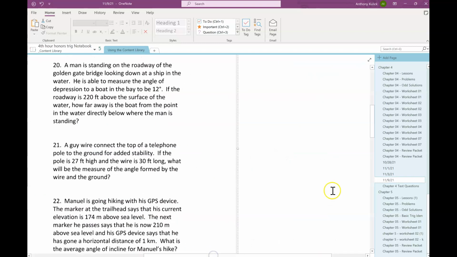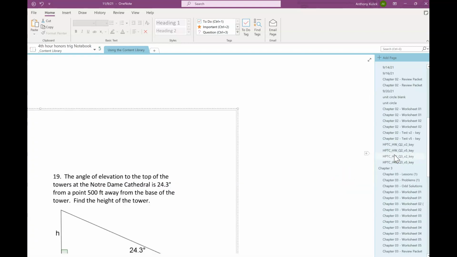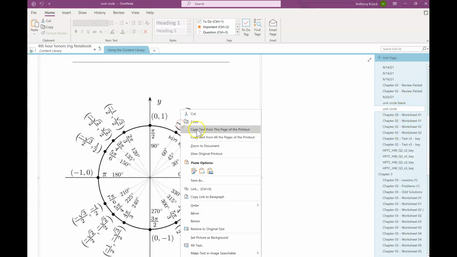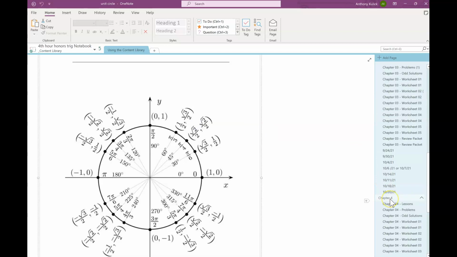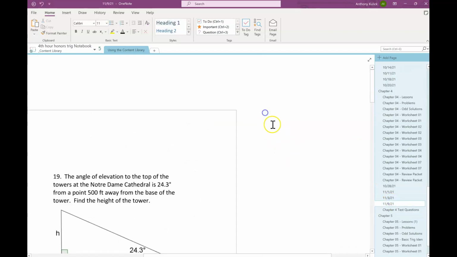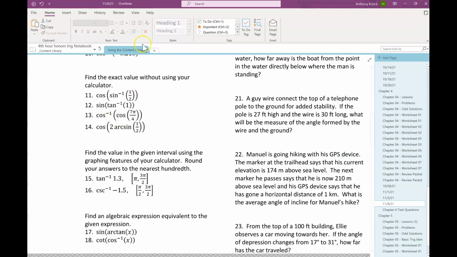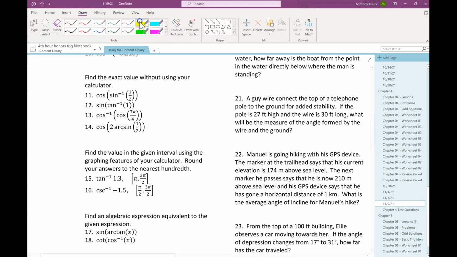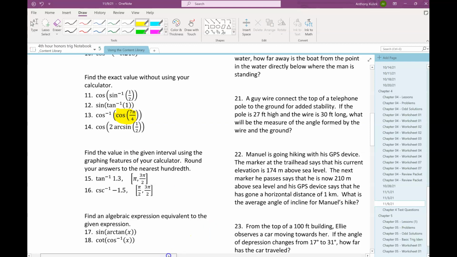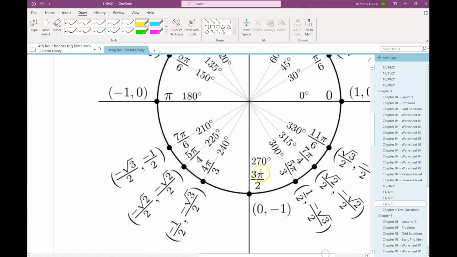So here we're asked to do this without using our calculator, so we're going to need a unit circle to do that. So let me grab one of those real quick. So cosine of, we're going to work from the inside out. I'm going to first retrieve the value for cosine of 7 pi over 4. So going to the unit circle, we'll find 7 pi over 4, which is root 2 over 2.